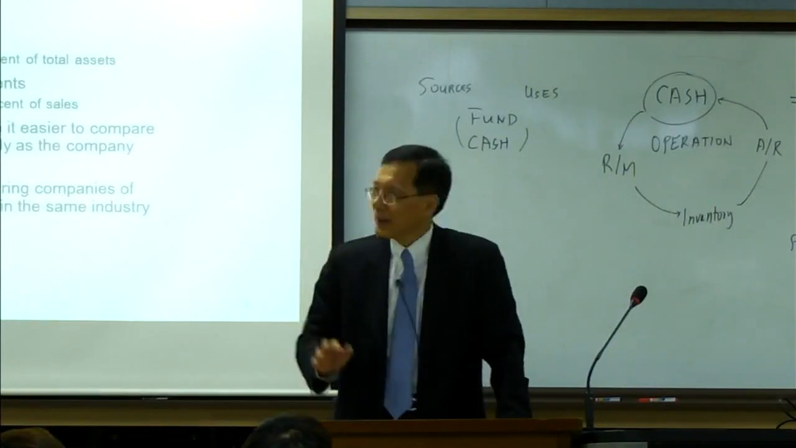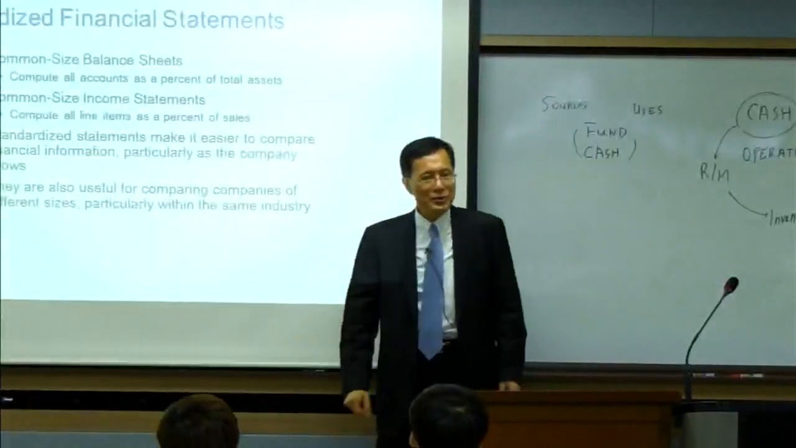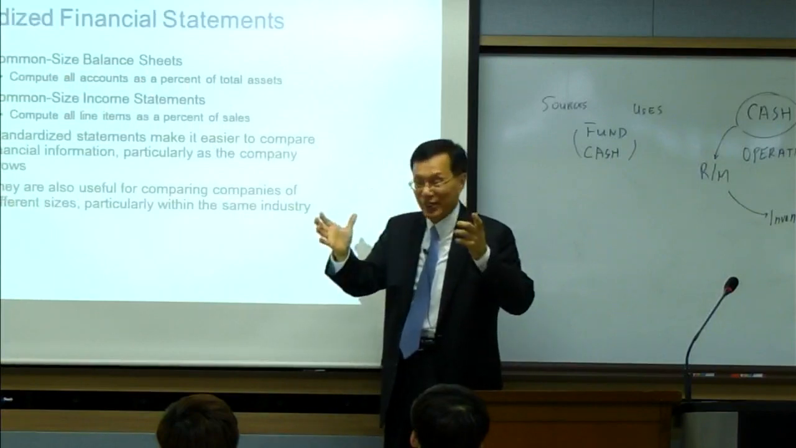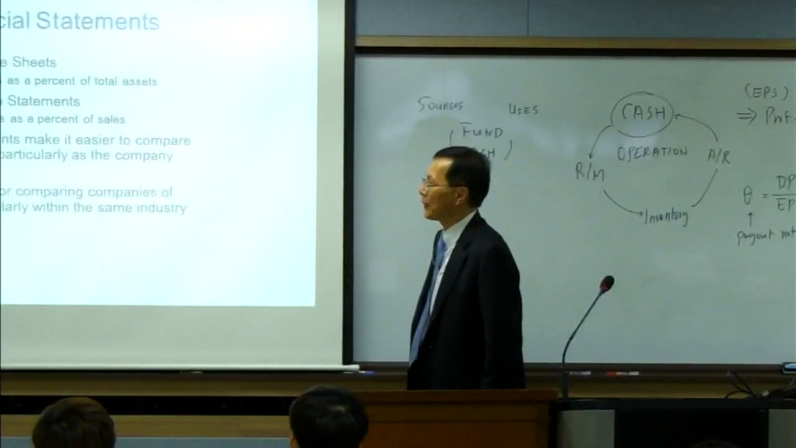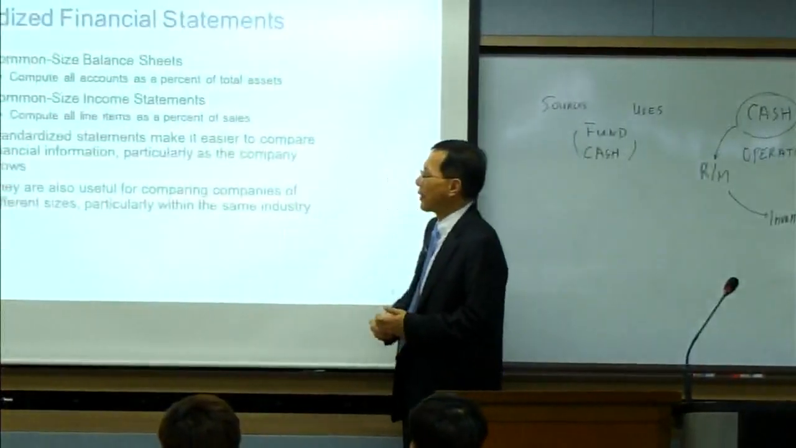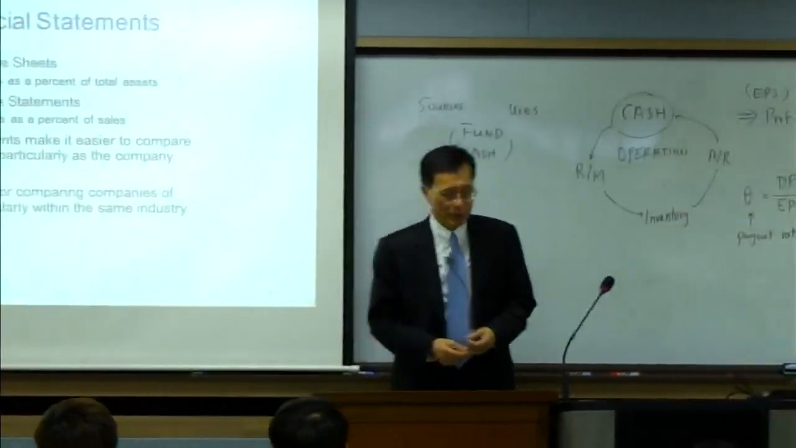Okay, anyway, common size balance sheets and common size income statements are used to think about these things. Standardized statements make it easier to compare financial information, particularly as the company grows. They are also useful for comparing companies of different sizes, particularly within the same industry.